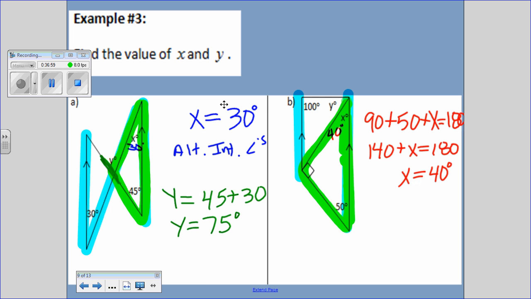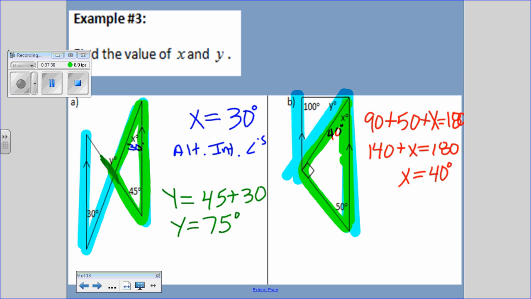Now maybe I can use my parallel lines. So I got this parallel line, this parallel line. Which transversal would you like to use? The top one, the diagonal one? Let's use the diagonal one. What do you notice? What letter did I make with the blue? A Z, so what type of angles do we have here?